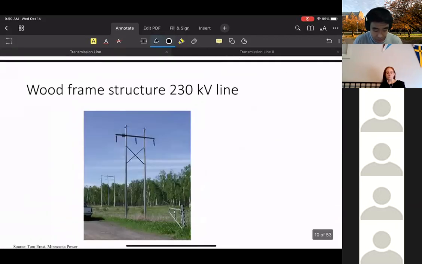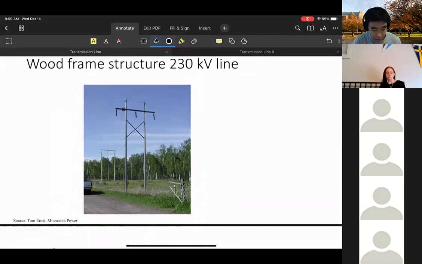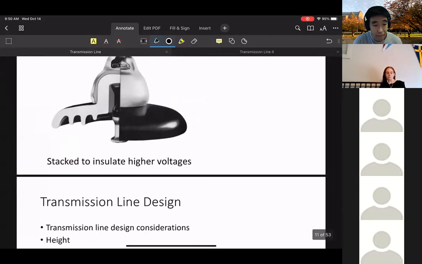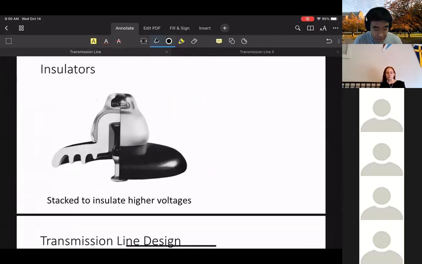There are many different constructions: wooden tower, steel tower, all those kinds of things, and not much to say about this. They all have insulators that we put into a circuit to isolate the lines from each other. These are the disks, and counting them will tell you the voltage. So these are the basic makeup of transmission lines.